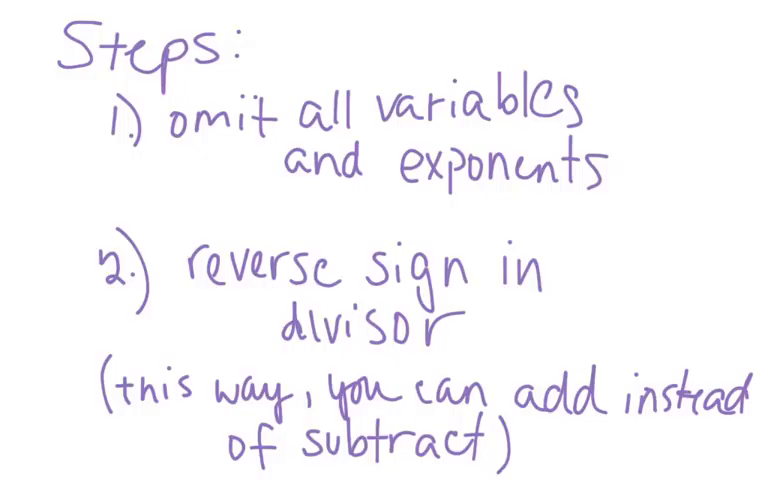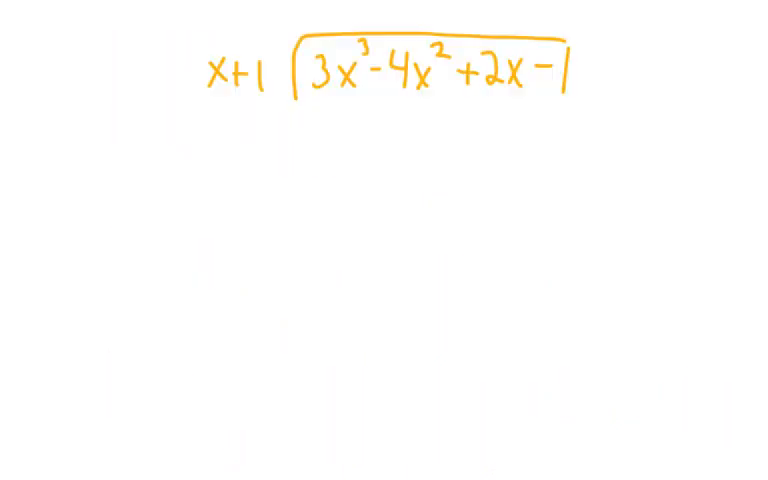Basically, the steps: you first want to omit all variables and exponents that are in the polynomial, so you're just going to include the numbers out in front. The second step, you want to reverse the sign in the divisor. So say if you're dividing by an x plus 1, your divisor is now going to be a -1 instead. This way you can add instead of subtract your values. Let's take a look at an example.